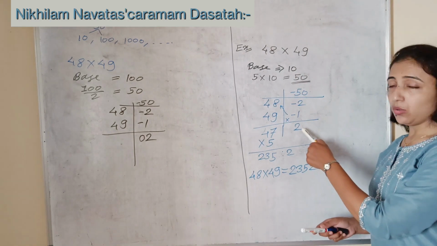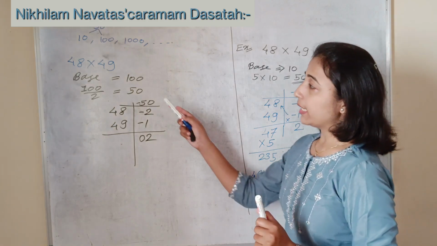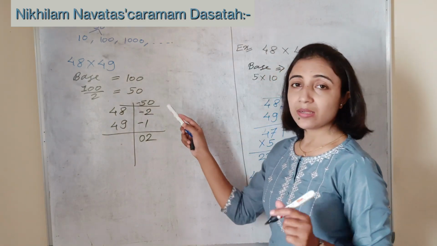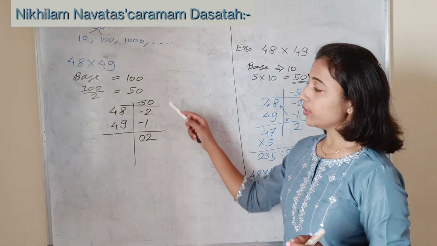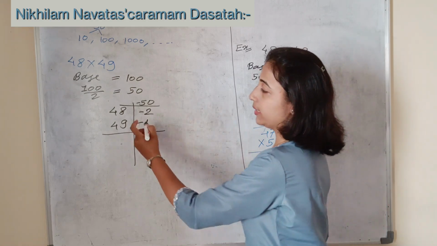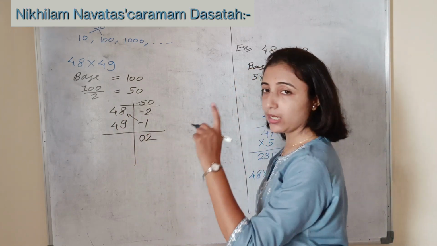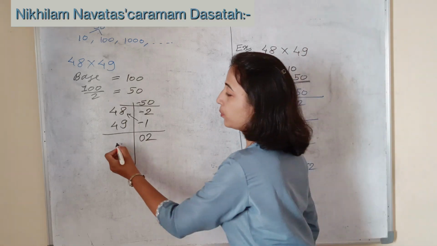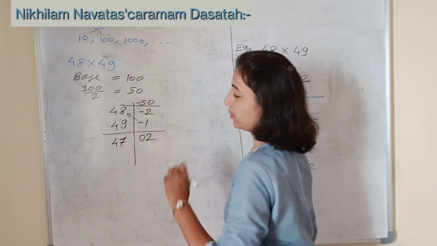That's why this is allowed to take the single digit. But in this example, we are taking base 100. So 100 contains two 0s, so here we require a 2-digit number. Now subtract either 1 from 48, otherwise 49 minus 2. So it is 47.